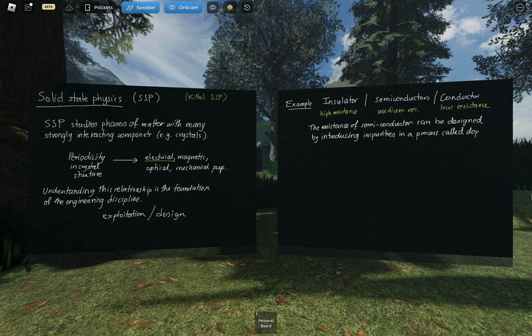So by introducing impurities in a process called doping, I'll just mention in passing that the doped atoms that you use to create semiconductors could be on the order of 1 in a million, or even 1 in 10 million or 100 million, and still substantially change the electrical properties of the material. Electrical properties here means the resistance. So from an atomic scale, somehow very few of the atoms are the doped material, but nonetheless it changes the global behavior of the material.